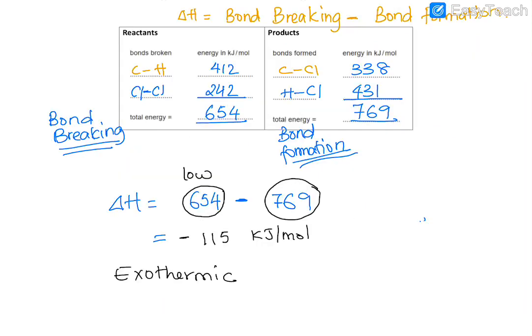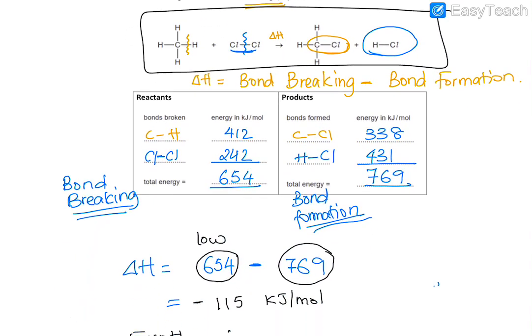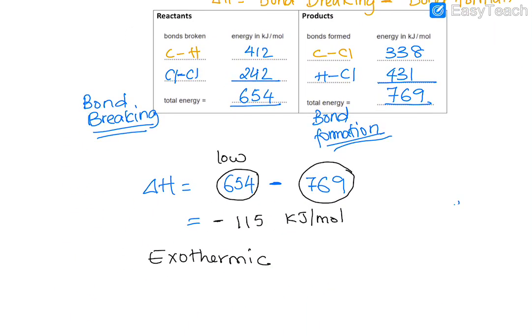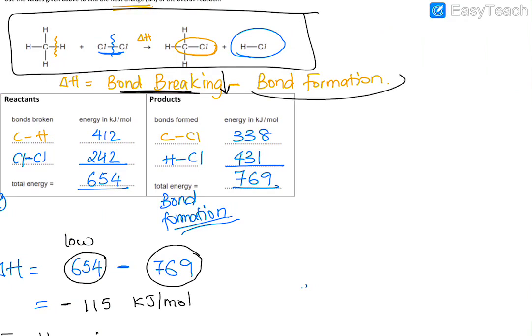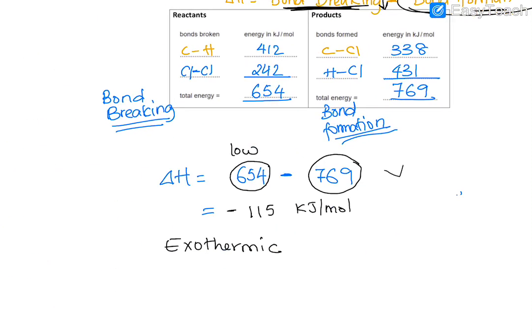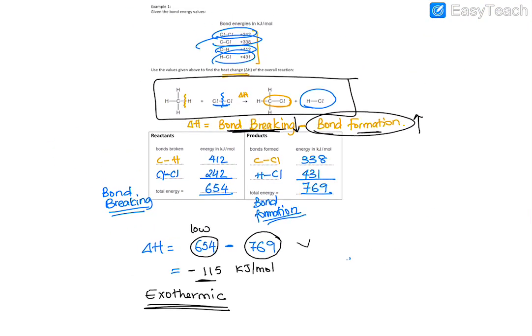Which means that overall the reaction is exothermic. So this reaction here is an exothermic reaction because the amount of energy required to break the bonds is less than the amount of energy produced when the bonds are being formed. So because this is low and this is high, delta H is negative, then the reaction overall is exothermic. So it's pretty easy to apply in questions. You just need some practice.